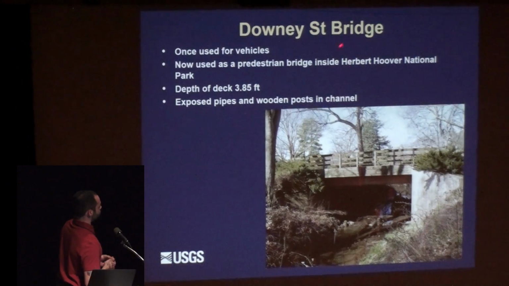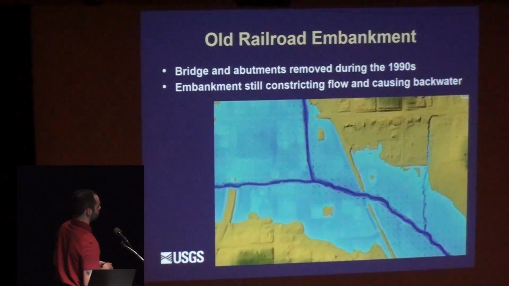This shows the Downey St Bridge and why there's a backwater effect. It's very constricted. You have a very deep deck, and also there's pipes that come across the stream bed, and they're elevated above the water surface, and some fence posts that hold them in place. So all this is restricting flow when you have high flow coming through, and that could be the cause of the backwater effect you're getting behind this bridge.